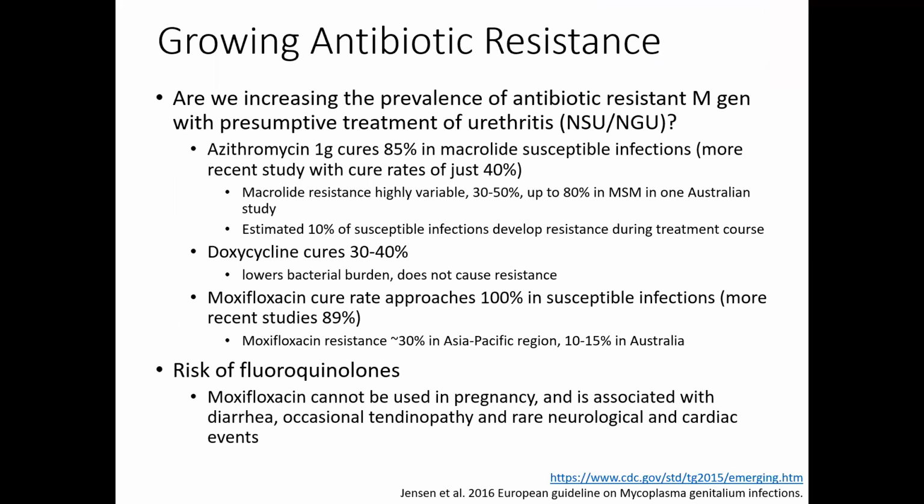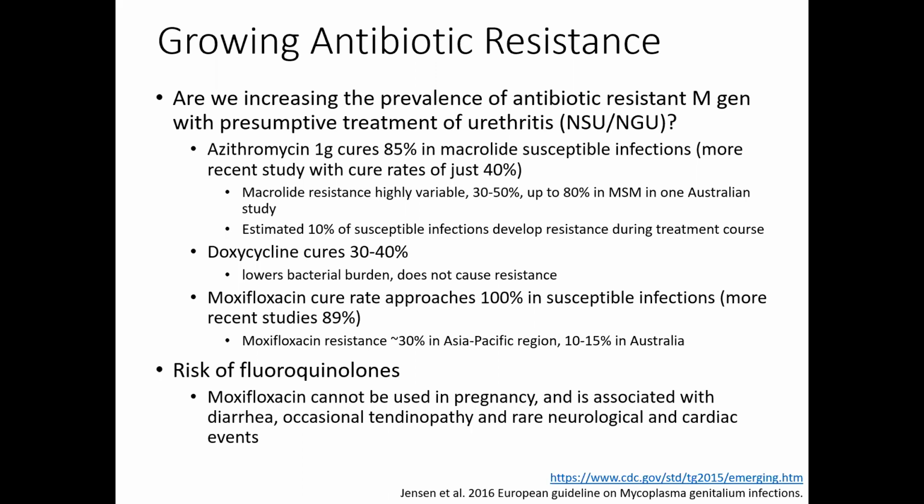Speaking more clinically to the problem of growing antibiotic resistance, there have been some really interesting studies questioning: are we increasing antibiotic resistance in Mgen when we presumptively treat urethritis symptoms with azithromycin? For many clinicians, typically if a man is presenting with urethritis and we can rule out gonorrhea maybe on gram stain, we're typically treating with 1 gram of azithromycin. Older studies show that in macrolide susceptible infections, that might cure up to 85%, although most recent studies show cure rates of only about 40%, and that's because of growing antibiotic resistance.